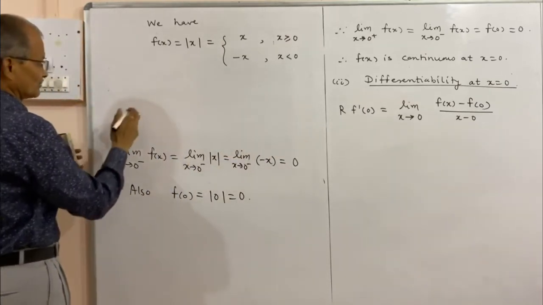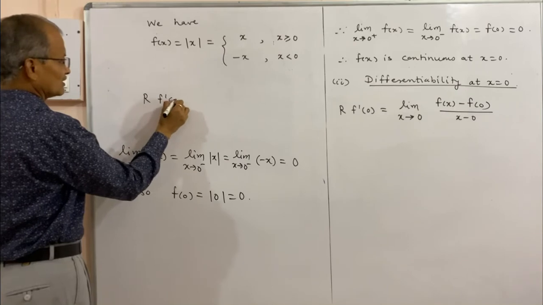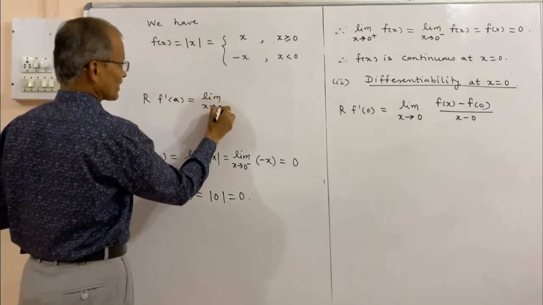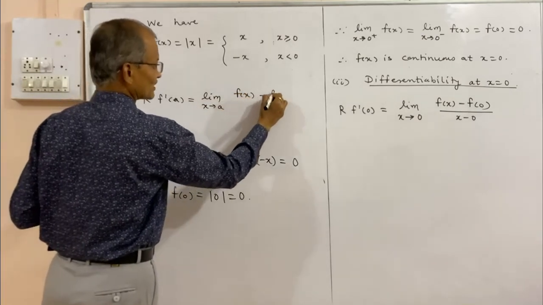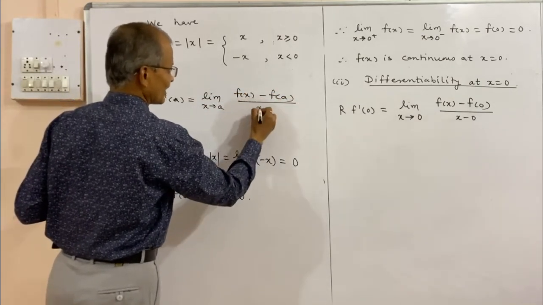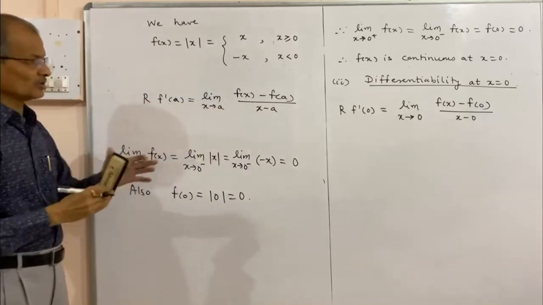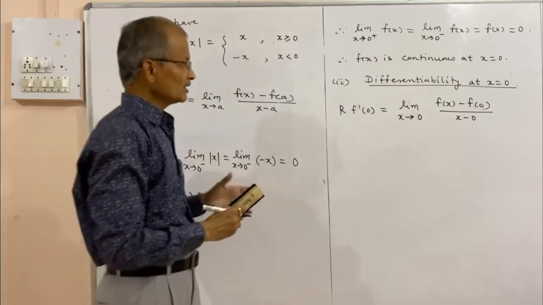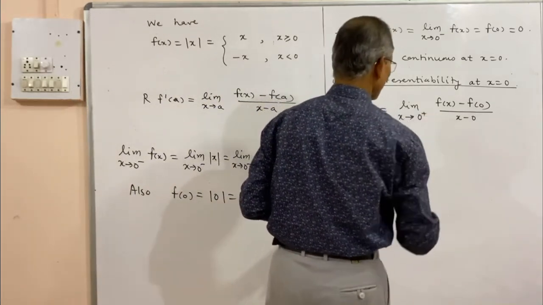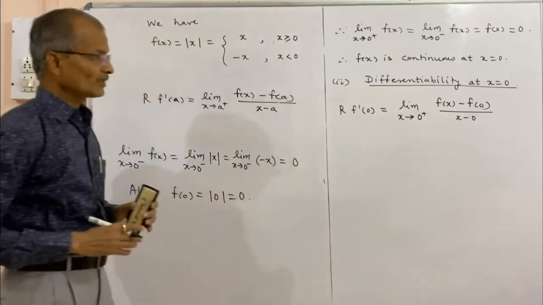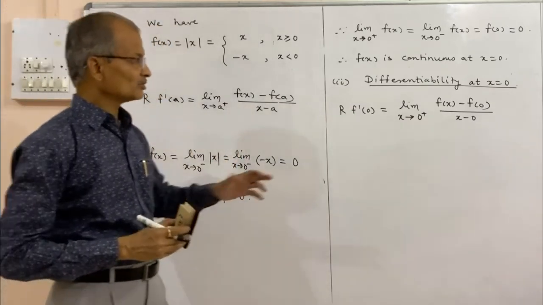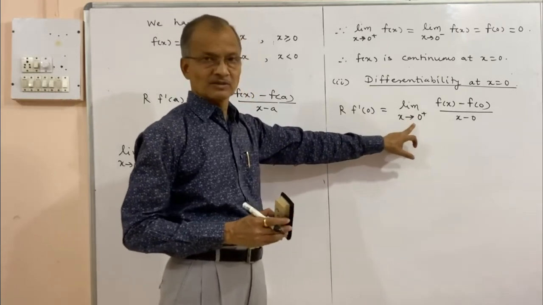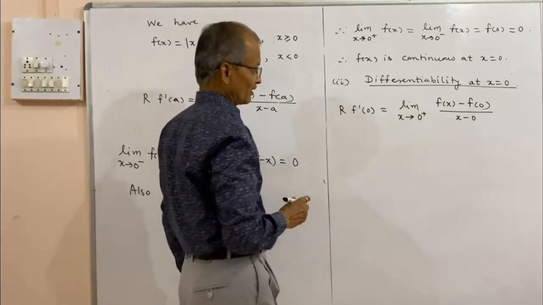So that is the definition of the derivative, and that is R f dash of a. We have defined earlier, R f dash of a is equal to limit x tends to a of f(x) minus f(a) divided by x minus a. Here a is 0, so f(x) minus f(0) divided by x minus 0. And now you see this is 0 from plus, 0 from right. X tends to 0 from right. That is to be written. And remember this is the definition for right hand derivative.